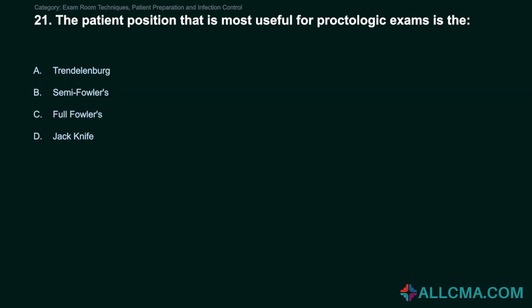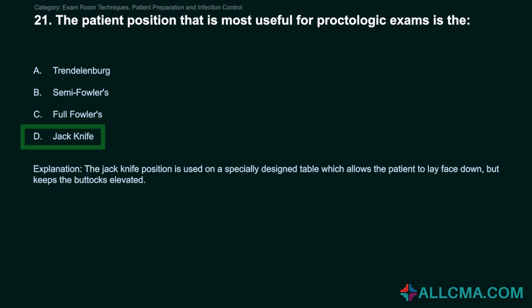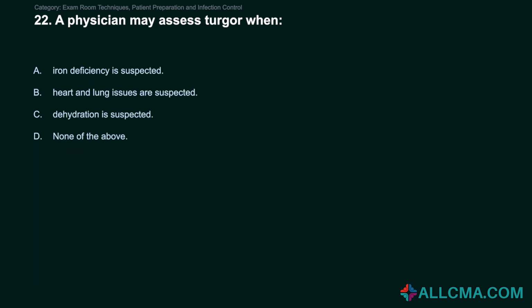21. The patient position that is most useful for proctologic exams is the A. Trendelenburg. B. Semi-Fowlers. C. Full Fowlers. D. Jackknife. Correct answer: D. Jackknife. The jackknife position is used on a specially designed table which allows the patient to lay face down, but keeps the buttocks elevated.